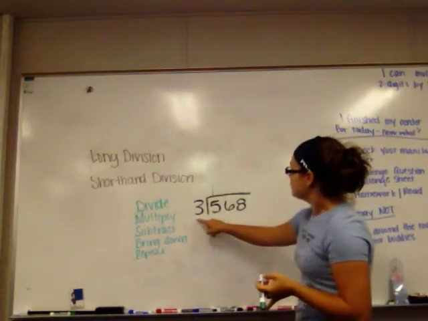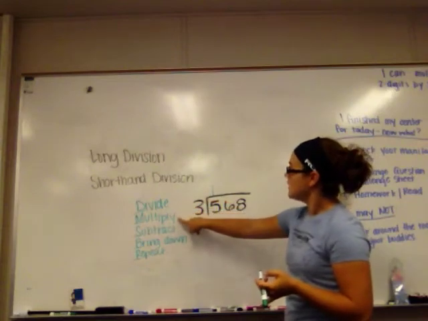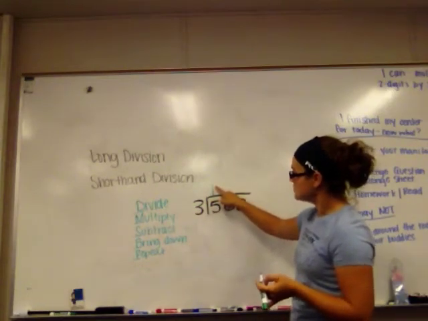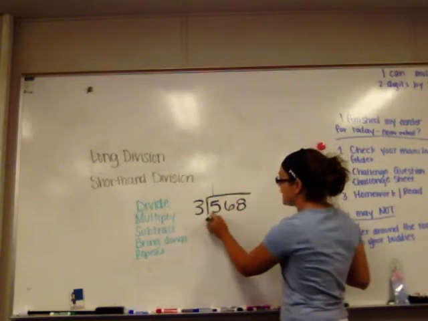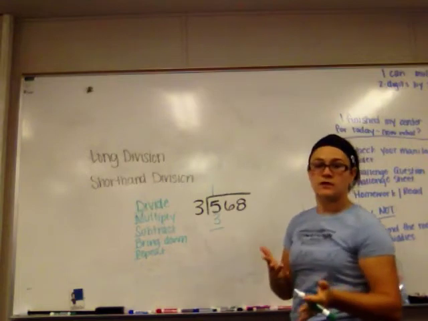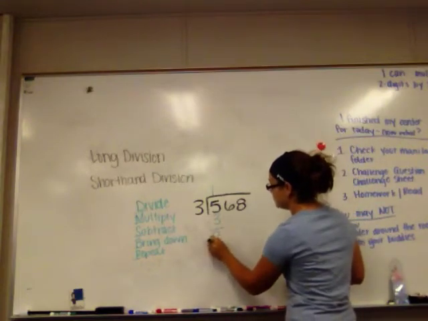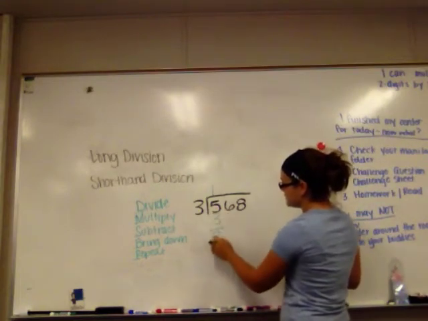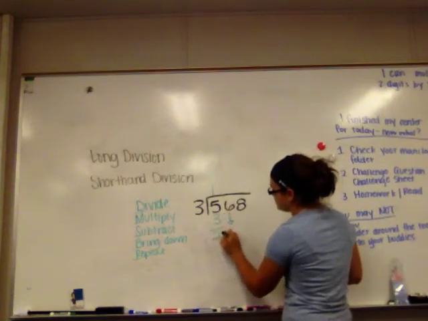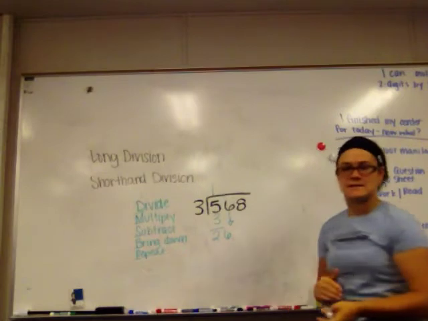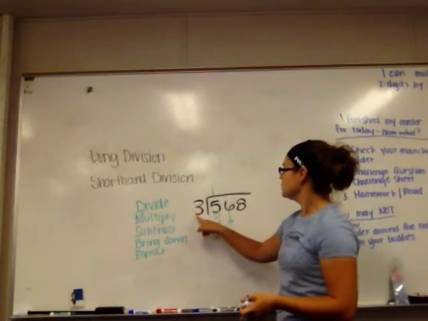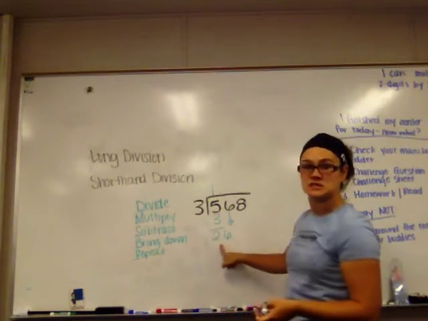So 3, I've divided, now I need to multiply. 3 times 1 equals 3, so I'm going to subtract that. I have 5 minus 3, that equals 2. Okay, so 5 minus 3 equals 2, now I need to bring down. So now I'm left with a 26 down here. So now I'm going to repeat, so now I'm going to do 3 into this 26 right here.